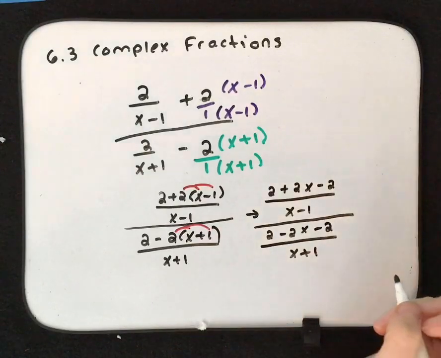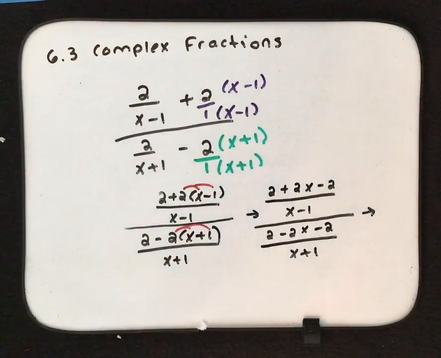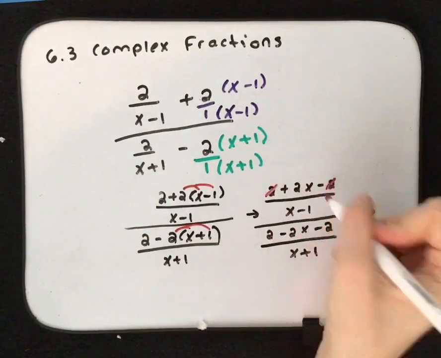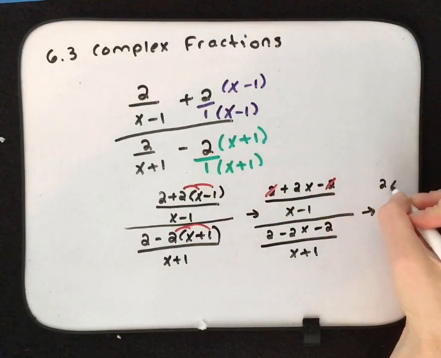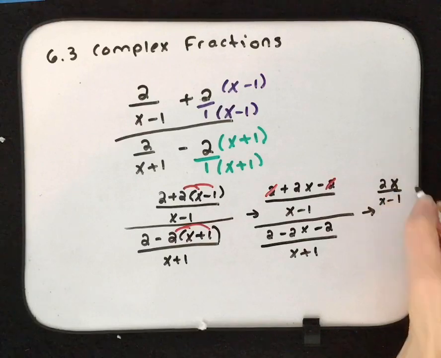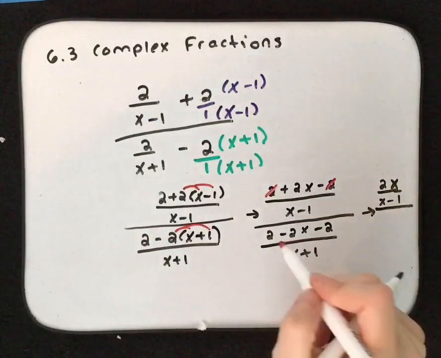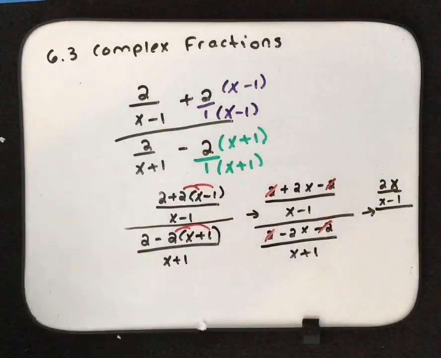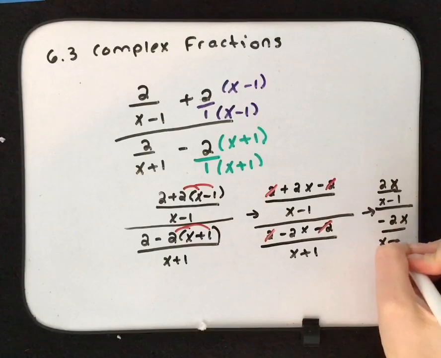Okay, well, it's looking a little bit better. Let's keep cleaning. I'll do another arrow. So this right here, 2 minus 2, that's going to cancel. So it looks like we're left with 2x over x minus 1, all over, let's do the bottom. Let's see, 2 minus 2, that's going to cancel. So now we have negative 2x over x plus 1.